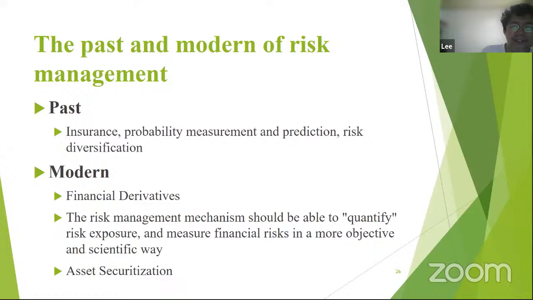And modern, nowadays, we use a lot of financial derivatives to help us to reduce the risk. And the risk measurement mechanism should be able to quantify. So we use many mathematical models, because we like to use the models to help us to quantify. So you have to quantify the risk exposure and measure financial risk in a more objective and scientific way. So this is why we use a lot of mathematical methods.